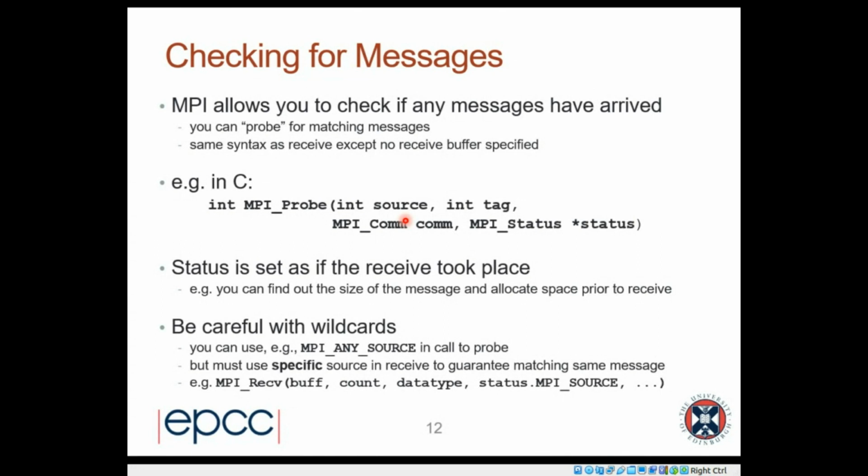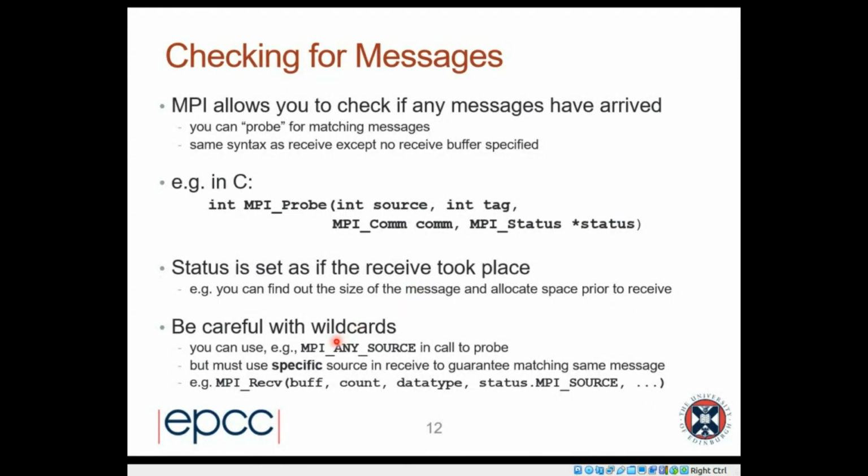Probe is just the same as receive, except there's no receive buffer. The status says as if the receive took place. So you can do a probe, look at the status and say, if I issued a receive here, who would it come from? What would the tag be? And how big is the message?